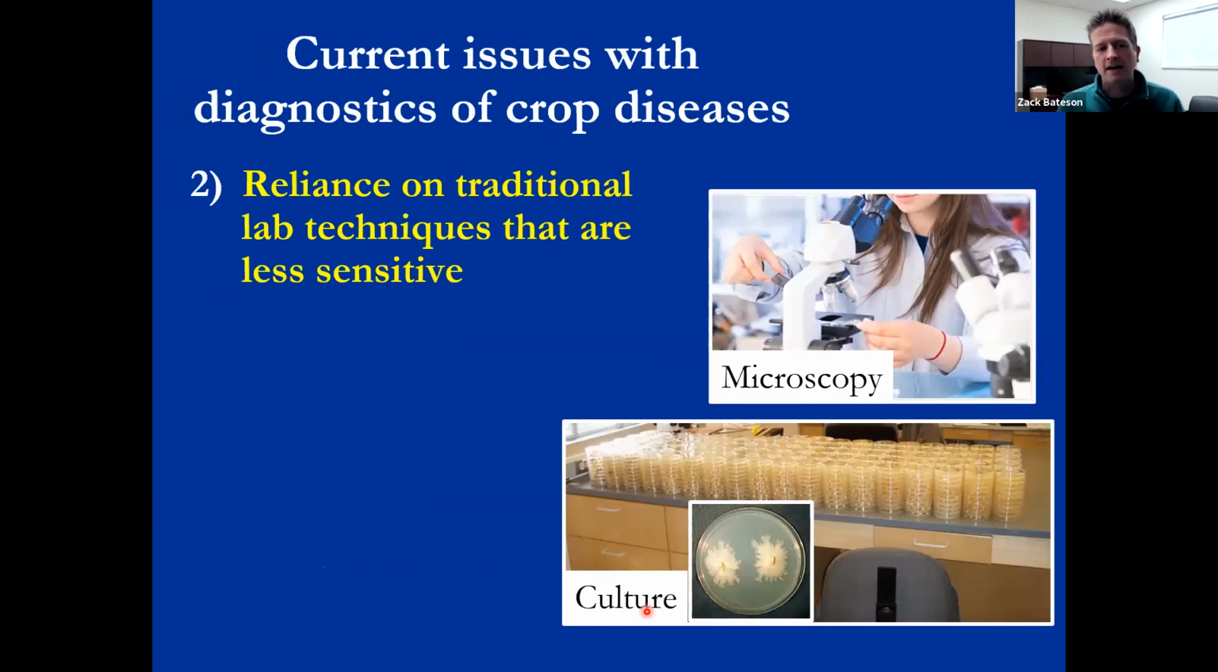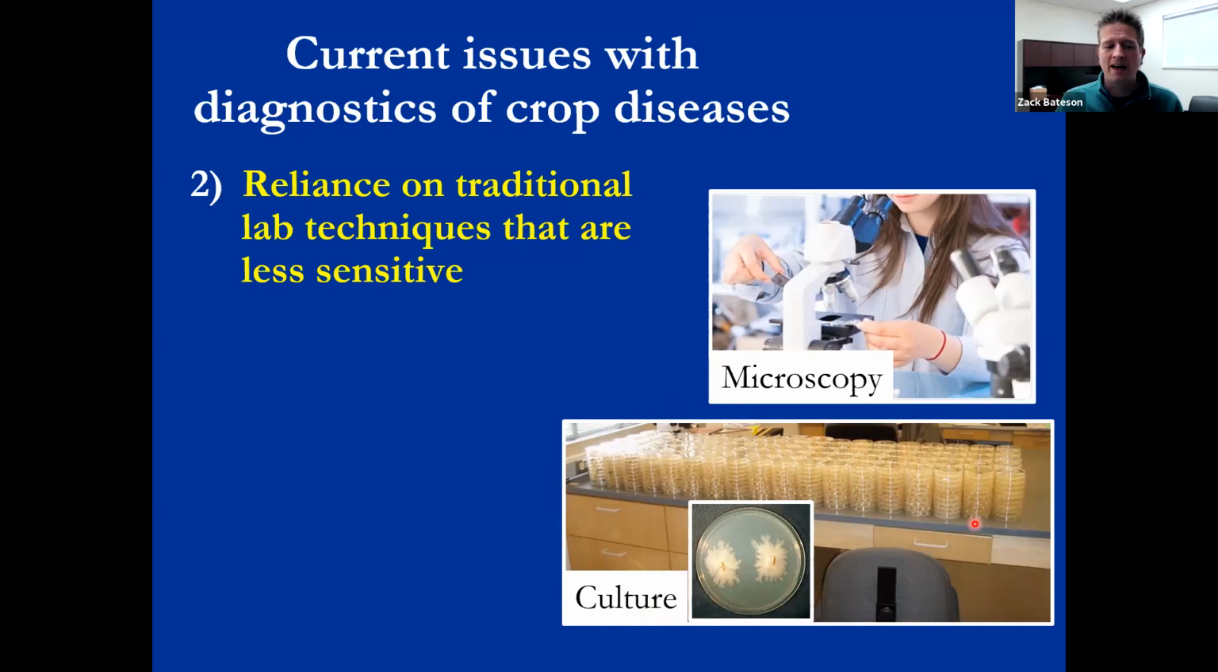A lot of it relies on traditional lab techniques. So using a microscope to look at the spores or the fungal hyphae or mycelia underneath the microscope to help identify not only that it's a fungus, but also what kind of fungus, what species. You can also, of course, culture these, but as this picture shows, if you start getting a lot of samples in, you start taking up a lot of space in terms of culturing.